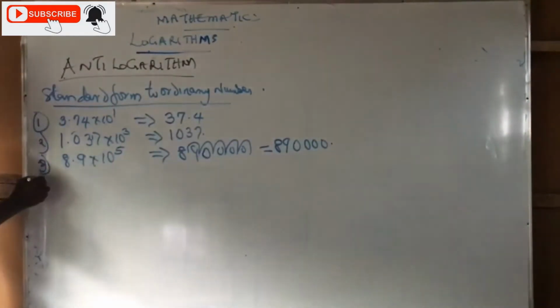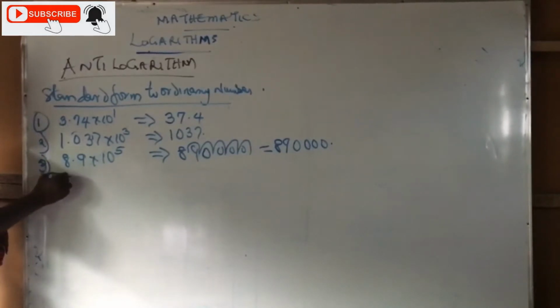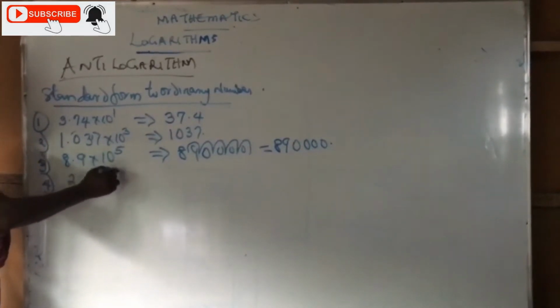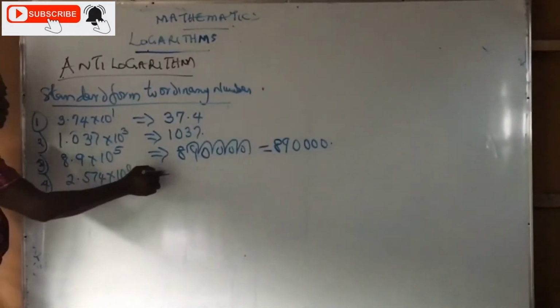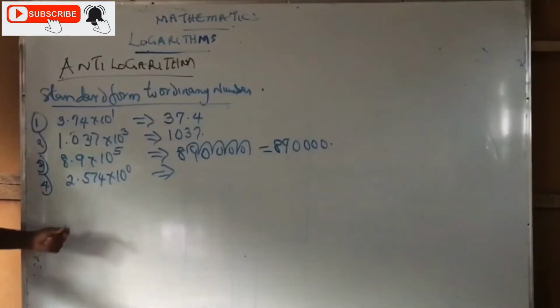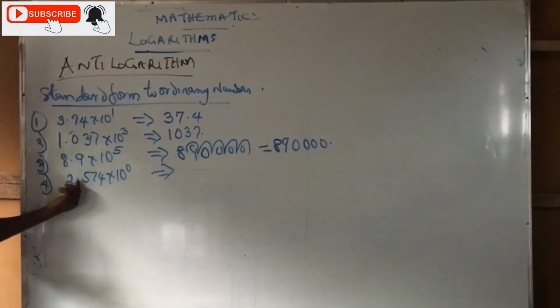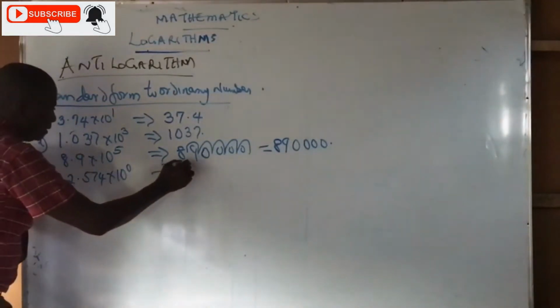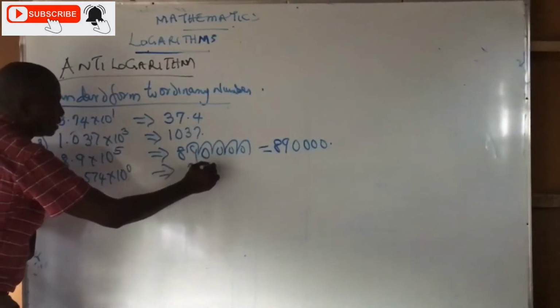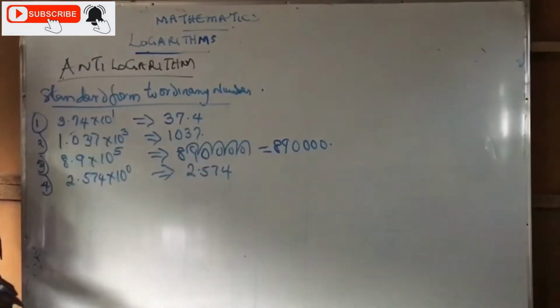So if you are given 2.574 times 10 raised to power 0, it means that when the power is 0, you will not shift the decimal point forward nor backward. It remains 2.574. That will be the answer.